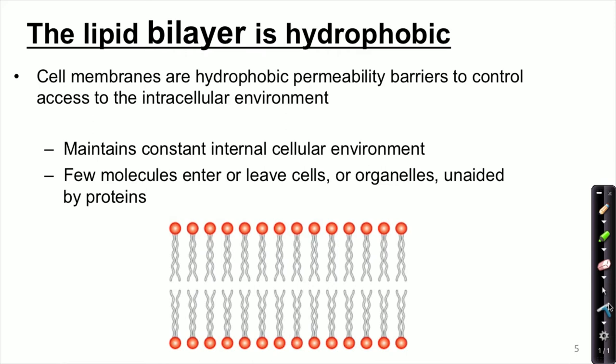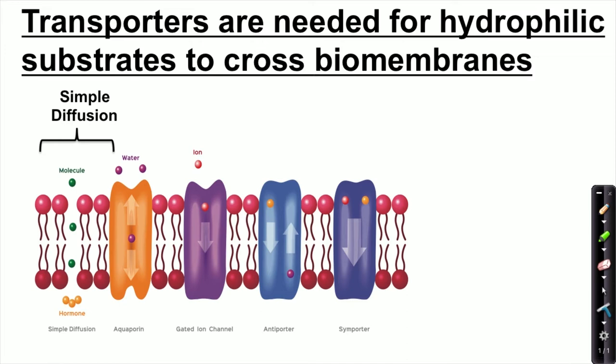This slide is to remind me of and remind you that the plasma membrane, and indeed all cellular membranes, are hydrophobic. And as such, they control access to the intracellular environment. And molecules really have to get across that plasma membrane, and few of them can without the aid of some kind of a protein, and those proteins are usually termed transporter proteins. Okay, so transporters are needed for hydrophilic substrates to cross biomembranes.